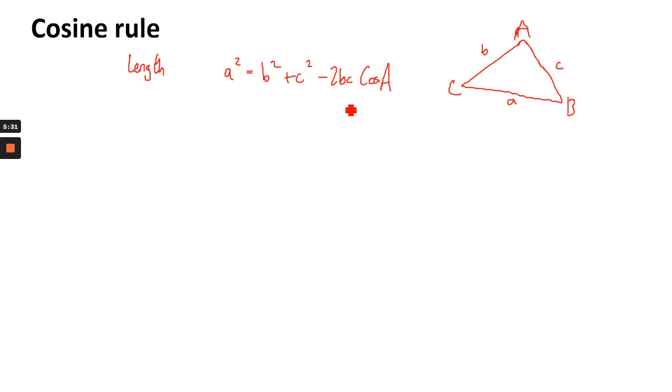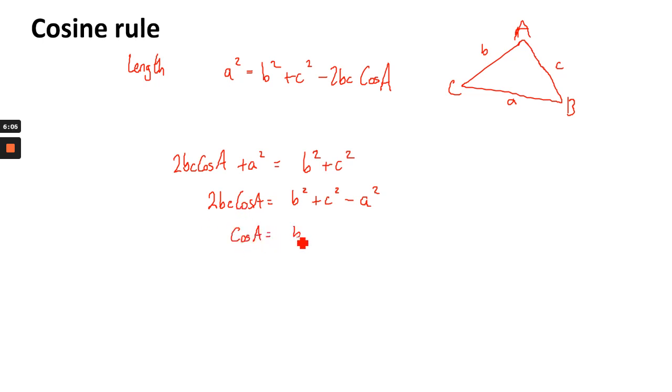So if you add 2bc cos A to both sides, you'll get 2bc cos A plus a squared is equal to b squared plus c squared. Just move this onto the left-hand side. But now I want to get rid of the a squared. So if I subtract a squared from both sides, I get b squared plus c squared minus a squared. And I just want the cos A, so I'm going to divide by 2bc. So I've got cos A equals b squared plus c squared minus a squared, all divided by 2bc.